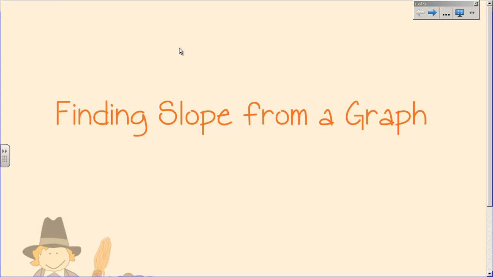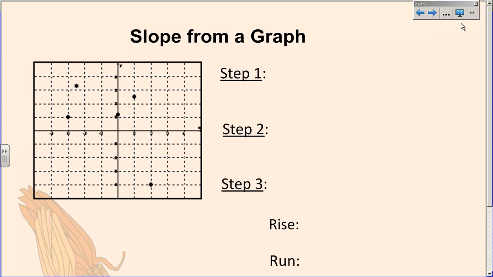Right, now that you have learned what slope is, we're going to start finding slope. There are three ways we're going to learn to find slope. We're going to find slope from a graph. That's what today is about. Then we will find slope from a table. And then we will find slope using a formula. So let's start finding slope given a graph.